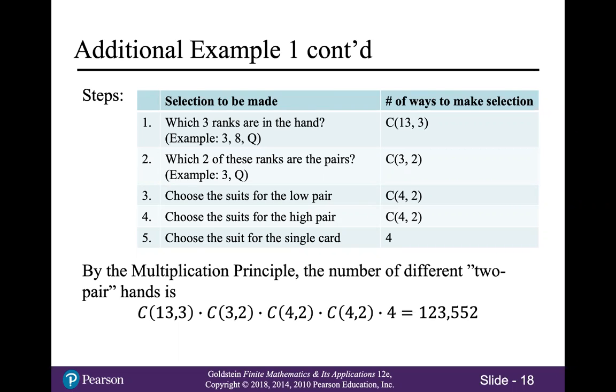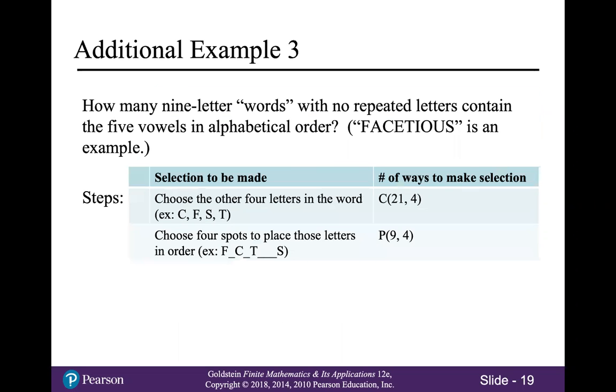All right. So now let's go to example 3. How many 9-letter words with no repeated letters contain the 5 vowels in alphabetical order? For example, the word facetious. So the first thing to do is to choose the other 4 letters in the word.